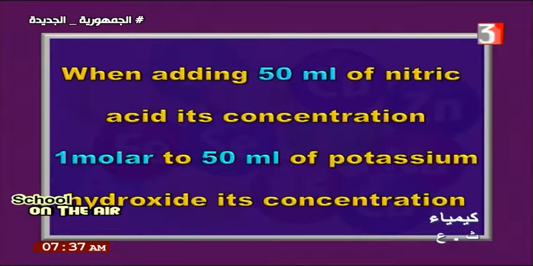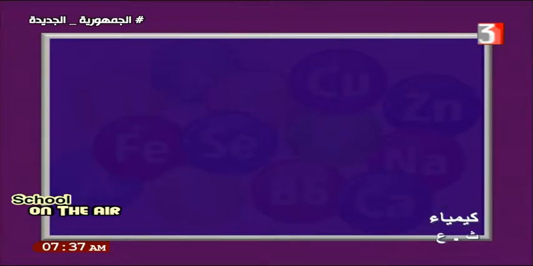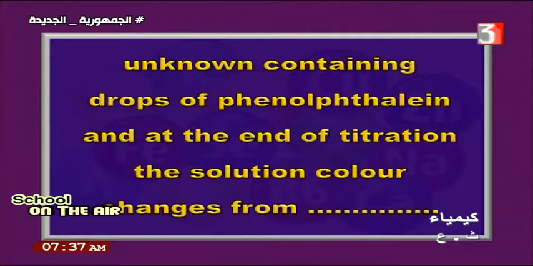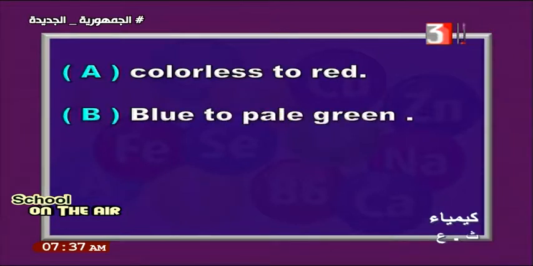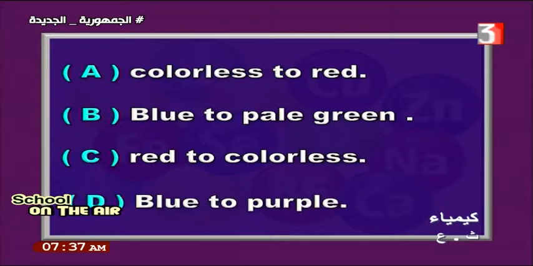Next one, when adding 50 milliliter of nitric acid, its concentration is 1 molar, to 50 milliliter of potassium hydroxide, its concentration is unknown, containing drops of phenolphthalein, and at the end of titration, the solution color changes from what? Colorless to red, blue to pale green, red to colorless, blue to purple. The right answer here will be C, because phenolphthalein in basic solution starts red, and at the end point it changes into colorless.